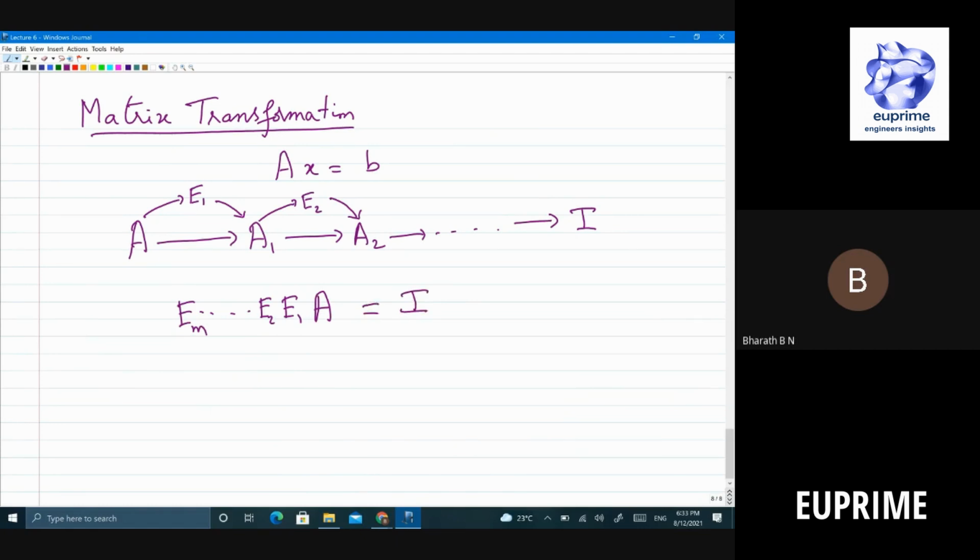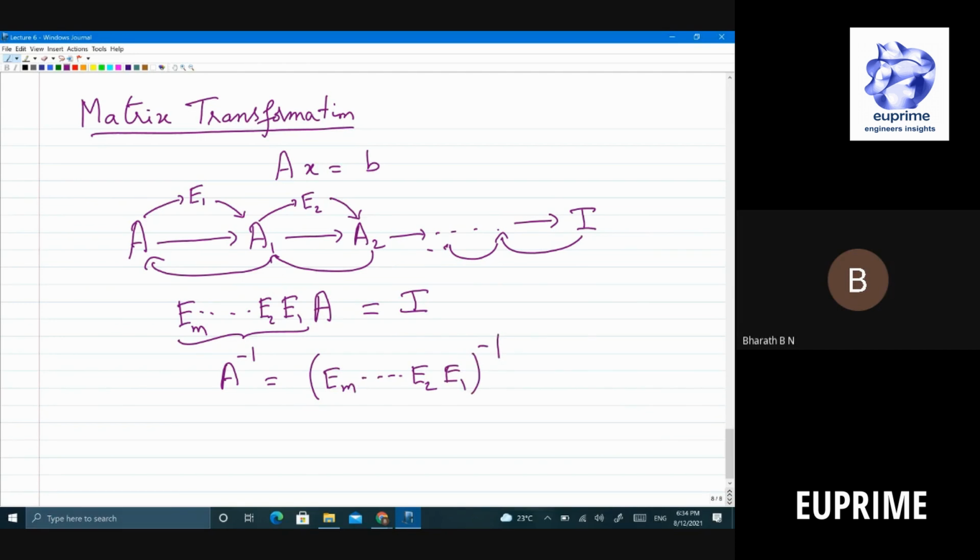This transformation is what is called a linear transformation. Only then does it amount to multiplying; otherwise it won't be multiplication. So if I get this, what do you think is the inverse? Remember, the inverse exists provided I can go from I back to each previous matrix, and so on. If I can do that, that means each transformation is individually invertible, then A inverse is the whole inverse, right? So this is basically (Em ... E2 E1) whole inverse. This will be your A inverse.